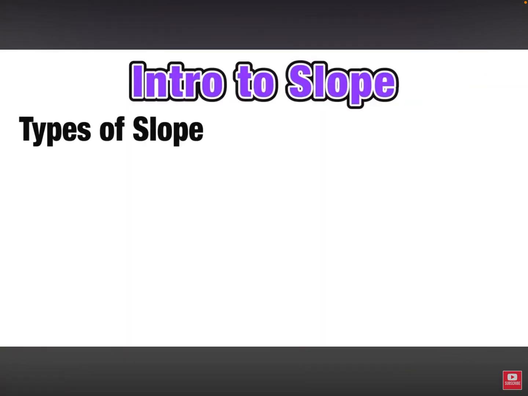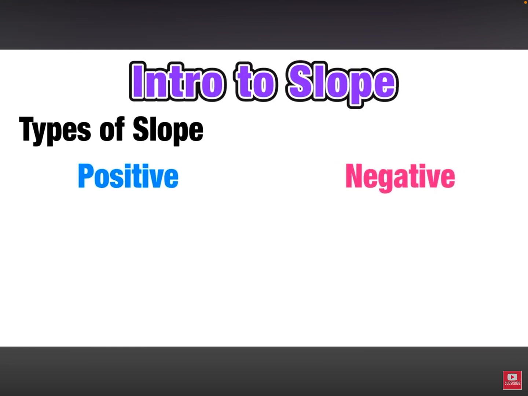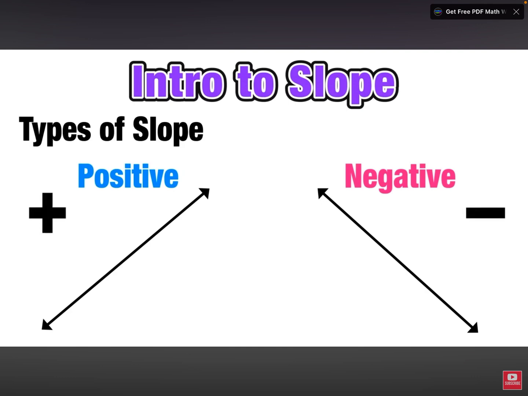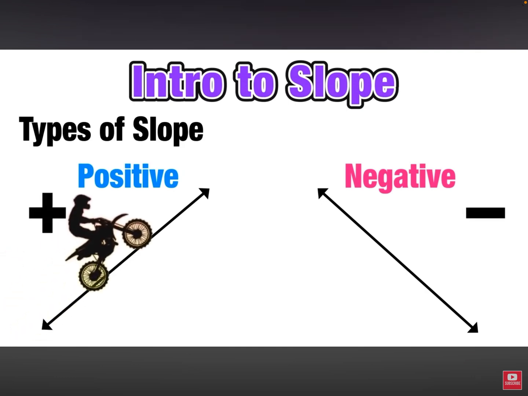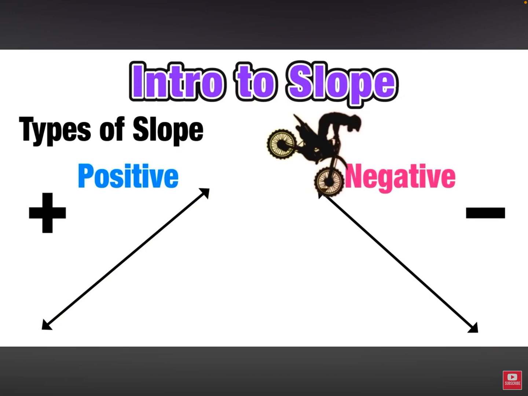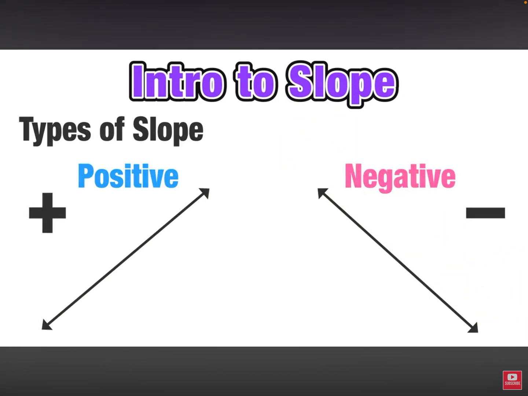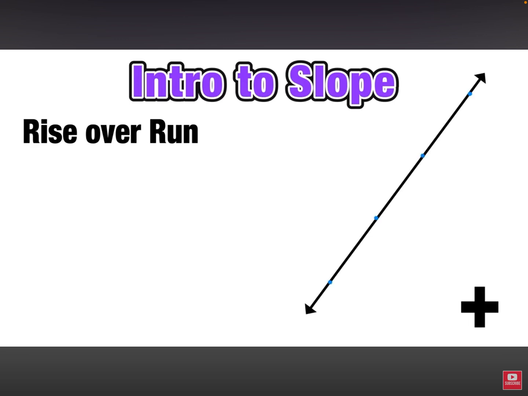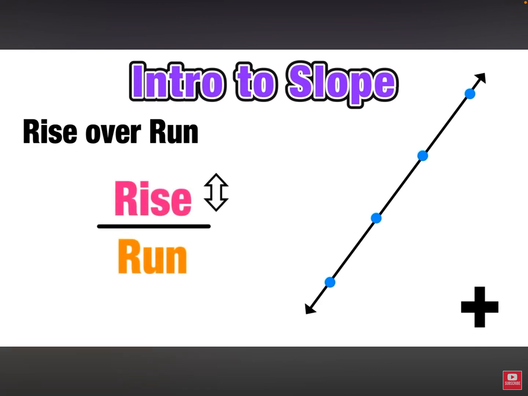Now, in this lesson, we're going to discuss two types of slope, positive and negative. Now, positive slopes increase from left to right, while negative slopes decrease from left to right. We will also be referring to slope in terms of what we call rise over run. So we have a line with points on the line. Now the rise is going to represent how many units up or down we have to move, and the run is going to be how many units left or right we have to move in order to move from point to point. And it kind of makes a staircase image.